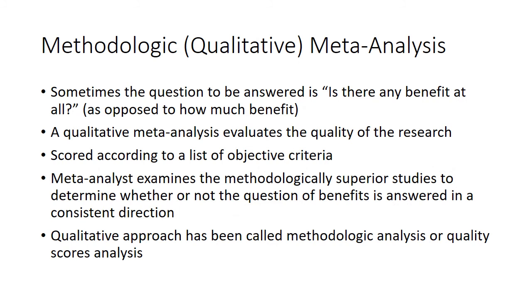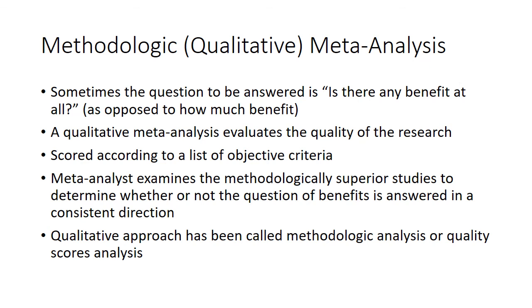The other type of meta-analysis you might do is what we call methodological or qualitative meta-analysis. This is more likely to look at whether there is a benefit at all to doing this particular intervention, as opposed to quantifying how much of a benefit there is. It evaluates the quality of the literature out there regarding a particular topic, and it gets scored based on a list of objective criteria. It looks through the different studies to determine which ones have the strongest methodology, and which are most likely to answer the question in a consistent manner.